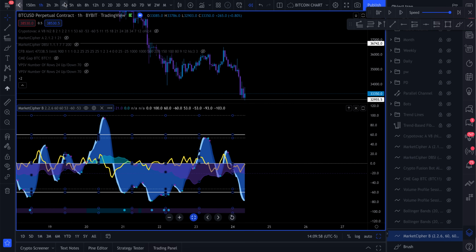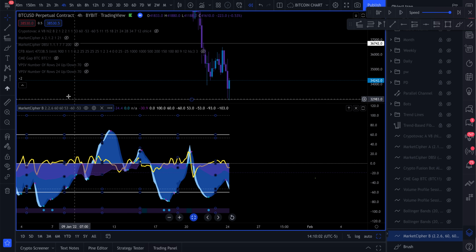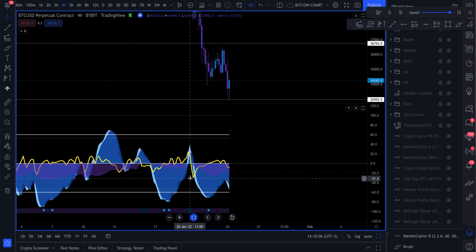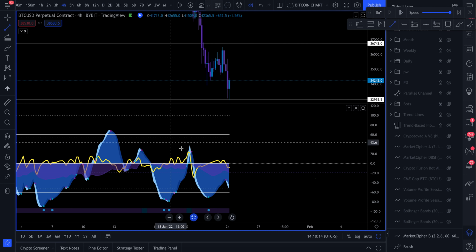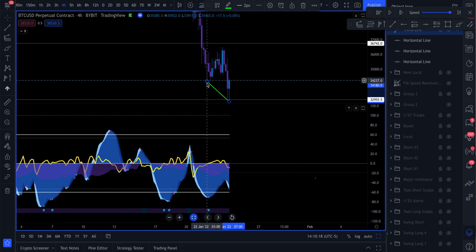A divergence is when momentum on Market Cipher B and price are doing the opposite thing. Now, a divergence is true with the momentum waves, the money flow, and the VWAP. So the more divergences you see, the better. If you come to the 4-hour time frame and you see that price is making a lower low, you can see we made a low, we made a lower high, we made a lower low to a key support where we're already biased for a long.